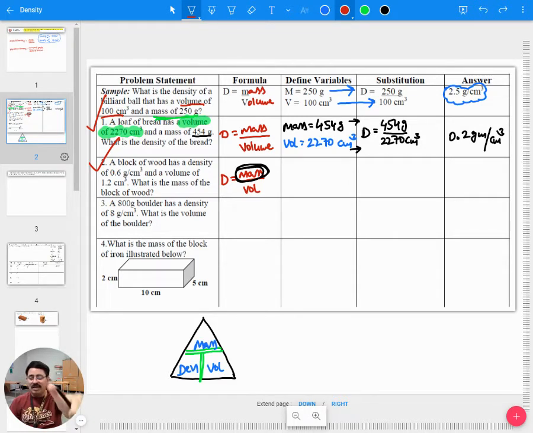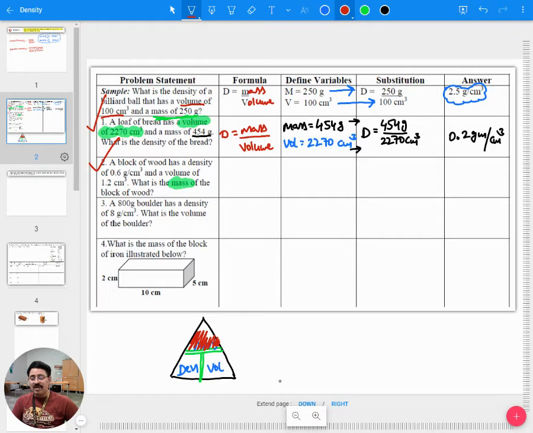Let it be mass or maybe volume. Just hide it. So in this question, I was asked to find what is mass. So this is not the formula. The question says to find what is the mass of the wood. So mass equals to, let me strike this part.